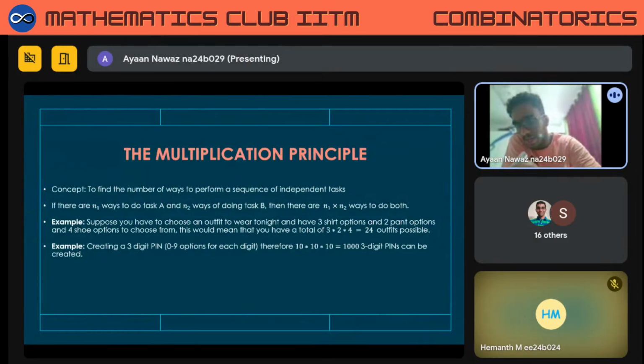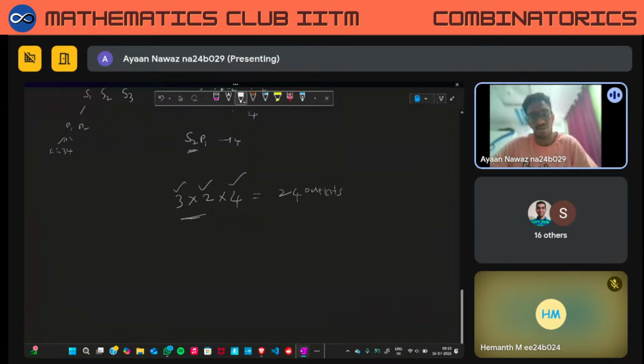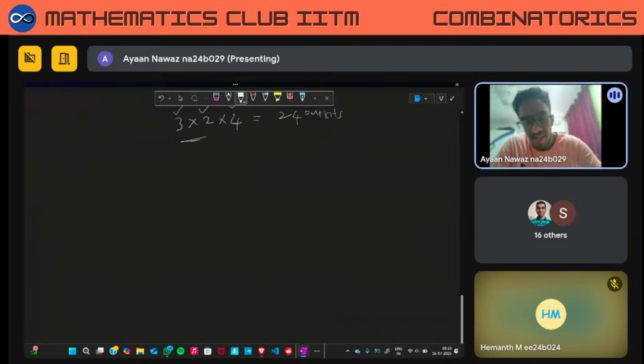So that's why you get 24 outfits. Now, another example is creating a 3-digit pin. So again, that is used in passwords. How many ways can I create a three-digit pin?